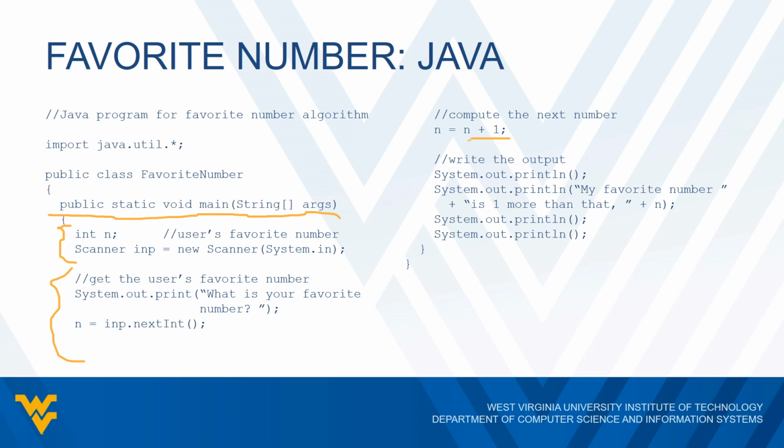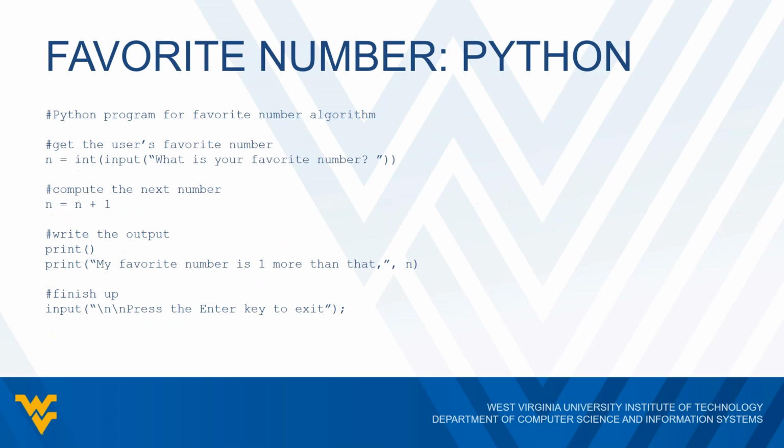We then compute the results up here. We compute n plus 1. And then finally, this section right here, once again, will take care of the output. So System.out.println, once again, is print line. It'll print a new line. So we're going to say my favorite number is one more than that, and it's going to print out n.